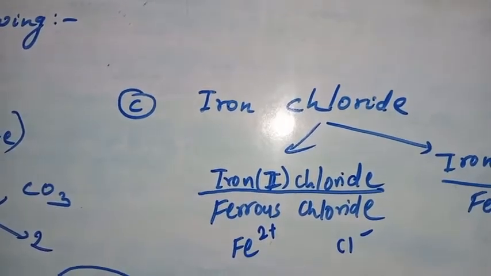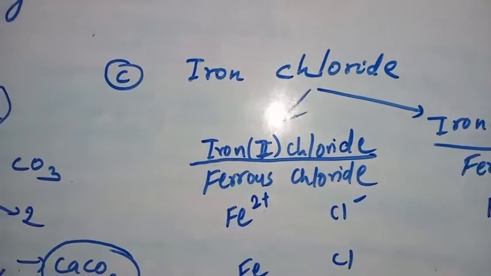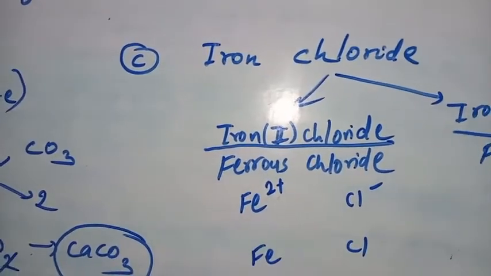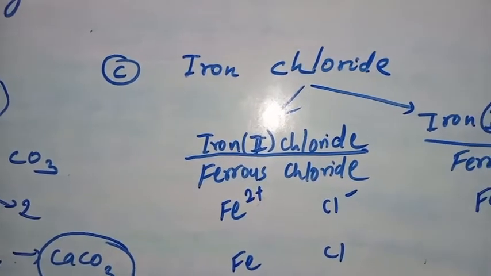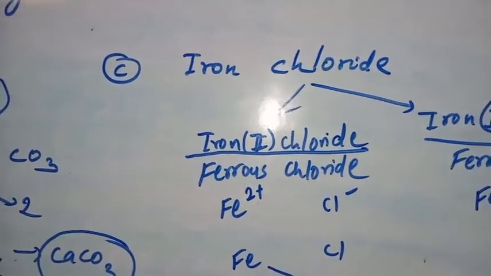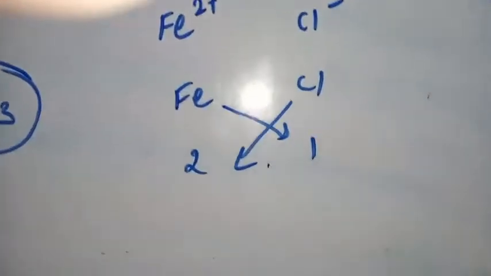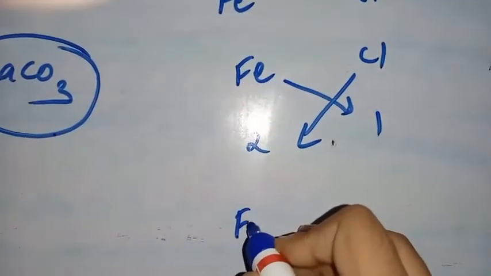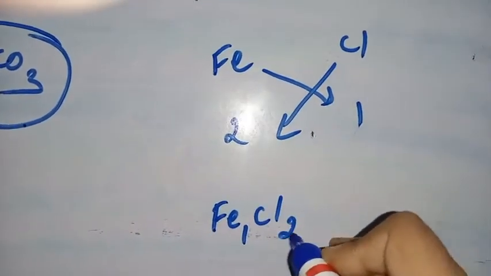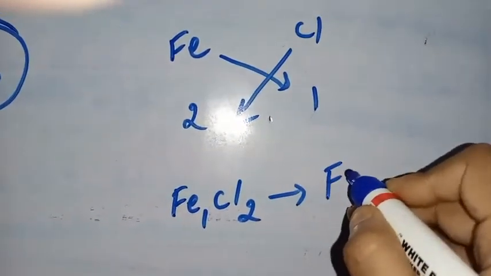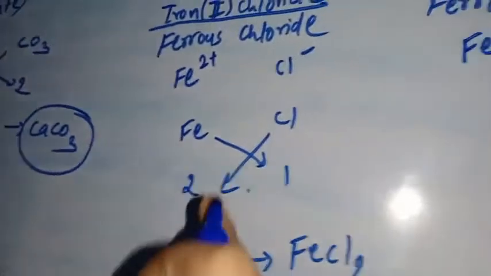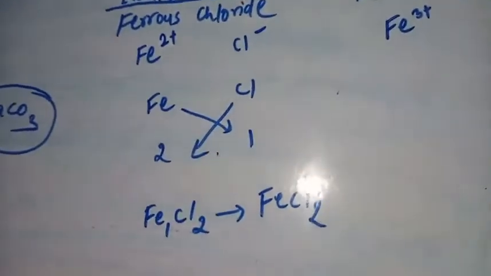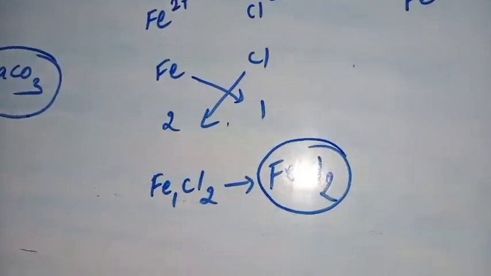The ions here are Fe and Cl, and if you see the valency, it is 2 here and here it is 1 negative charge, so the number is 1. When we do the cross, we will get Fe1Cl2, which can be written as FeCl2. So ferrous chloride or iron 2 chloride will have the formula FeCl2.